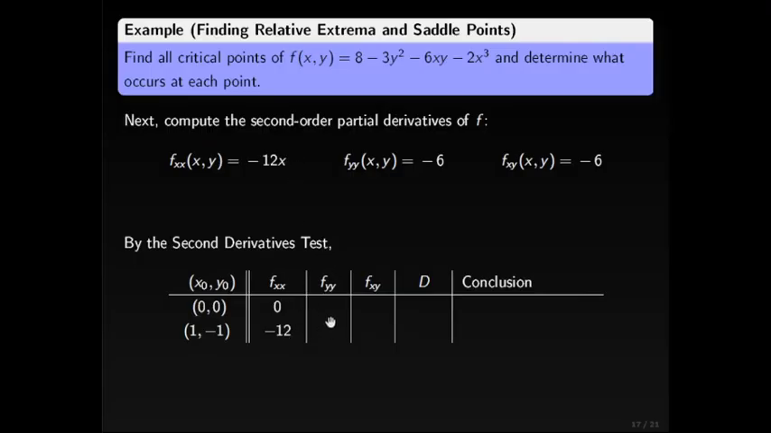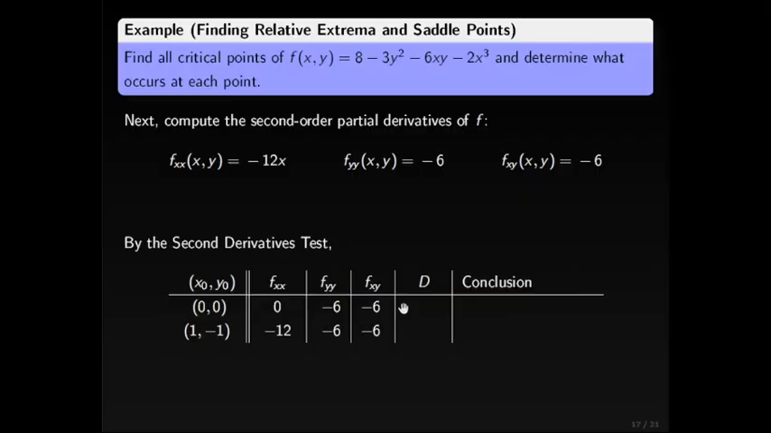fyy at the origin is negative 6, and at the point 1, negative 1 it is also negative 6, since these second order partials are constant functions. So similarly, fxy is negative 6 at any point. So at 0, 0, it's negative 6. At 1, negative 1, it's negative 6.